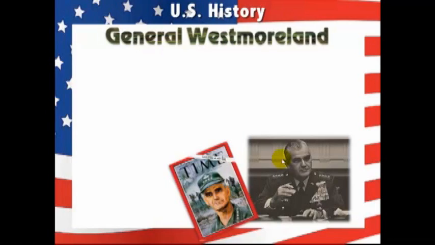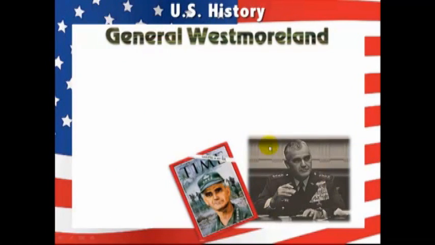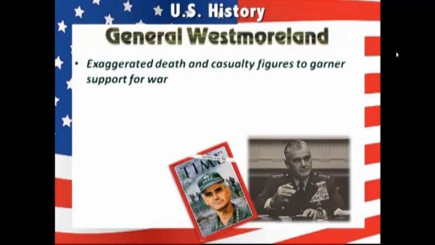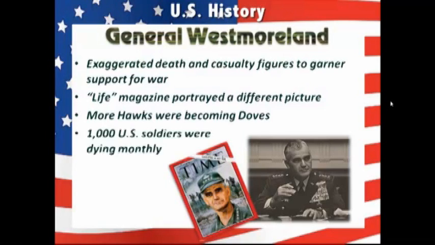And now looking at General Westmoreland, who, by the way, actually to back up here, this is Westmoreland, we can see down here, meeting with LBJ. And so he really led our forces over there early on in the war, and he exaggerated the death and casualty figures to garner support for the war. Life magazine kind of portrayed a different picture of him, and at this point in time, more hawks were becoming doves. We ended up with 1,000 soldiers dying monthly in the Vietnam conflict.